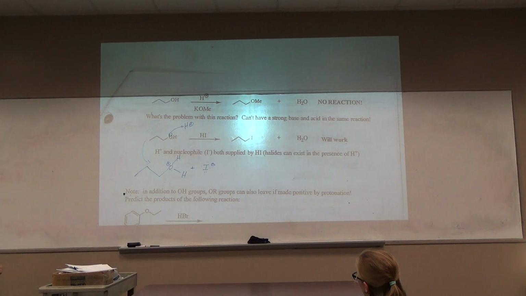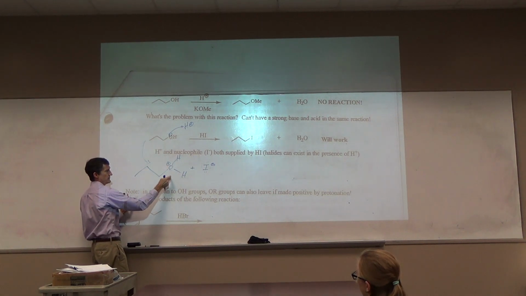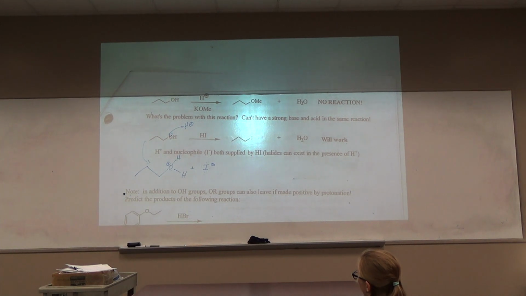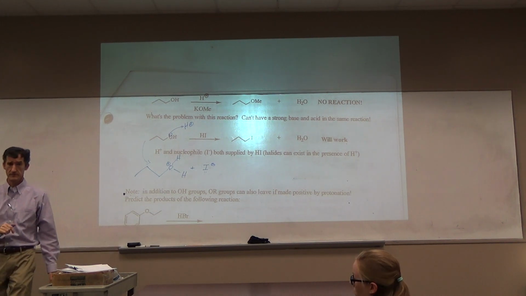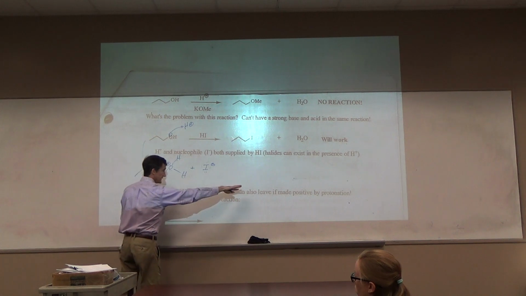I don't know which side's favorite. I have to think about it. But here's the point. Just because I'm doing it doesn't mean this is favored at equilibrium. Maybe it's a very bad equilibrium and only 1 out of a gazillion is protonated. Well, guess what? That 1 out of a gazillion then reacts again.